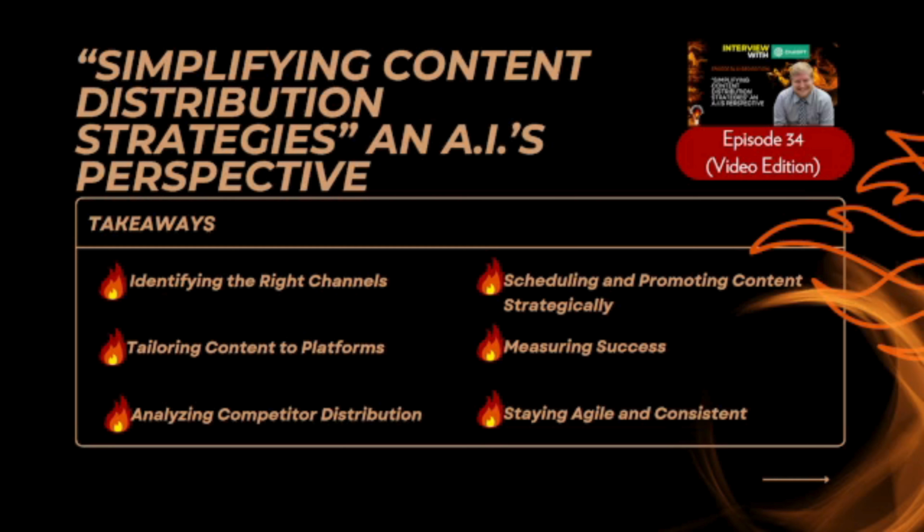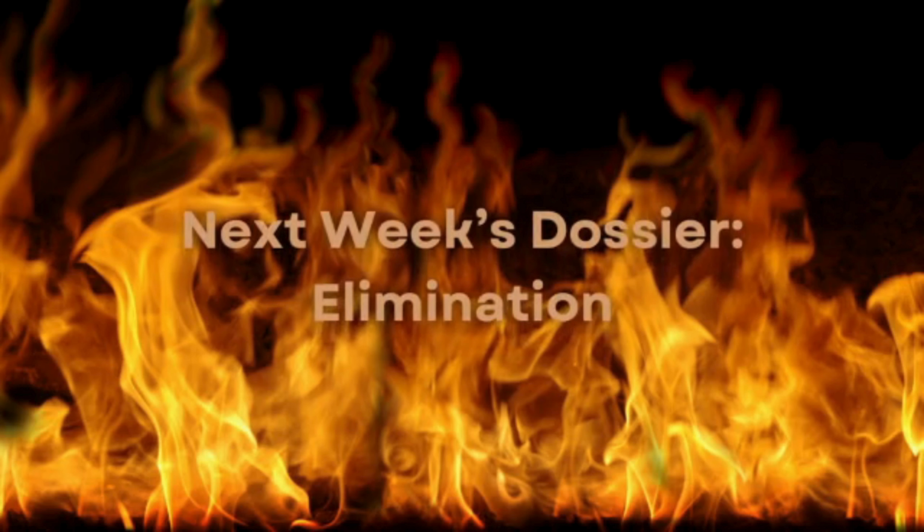Okay, applying these strategies that we've talked about over the week can help you stay agile and consistent. The biggest thing with content marketing is being consistent, is putting out that content as frequently as you have chosen to, and staying agile will help you do that without getting burnt out. All right, that does it for the simplification dossier. The next week's is elimination.